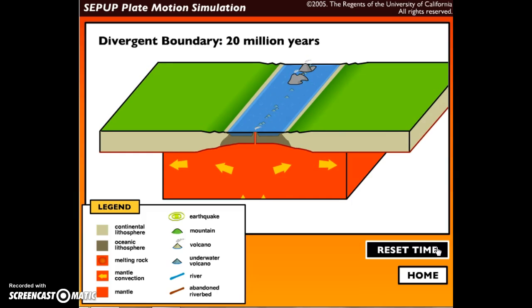So think about it, when the continental plates are moving away from each other, the mantle can move upward. So we see the mantle, that little line right in the center moving upward, and that helps form those volcanoes. All right.